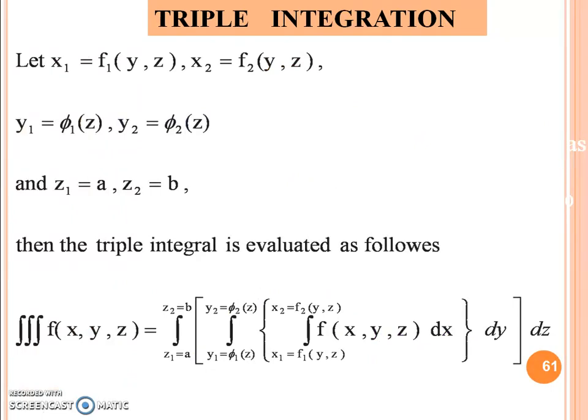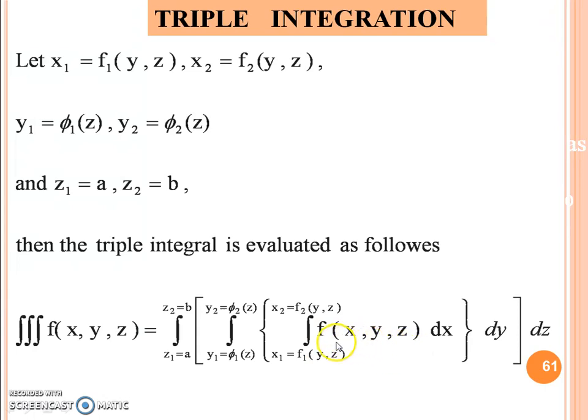In this lecture, we are going to discuss triple integration. The main learning objective is that the student will know how to solve triple integrals. In the last lecture, we already discussed double integration. We were given the function in two dimensions, x and y, and we solved the integral with respect to x and y.